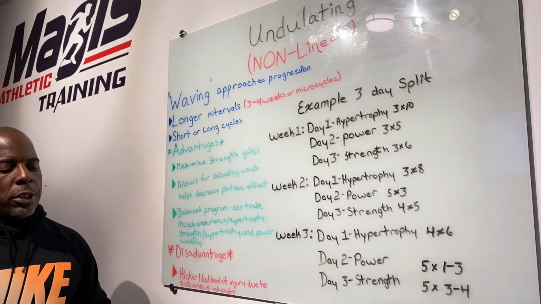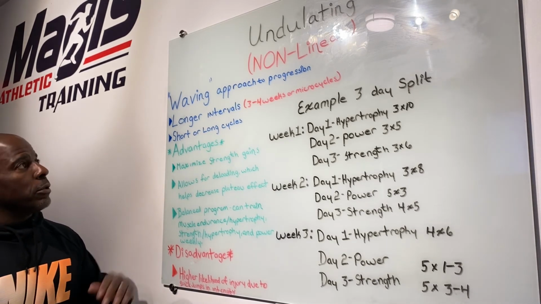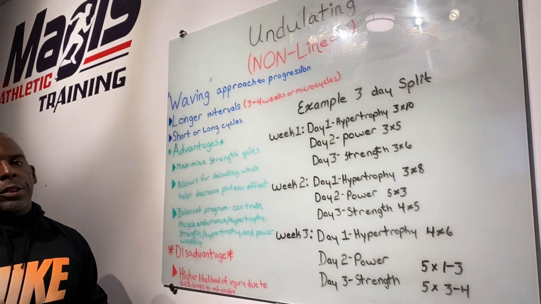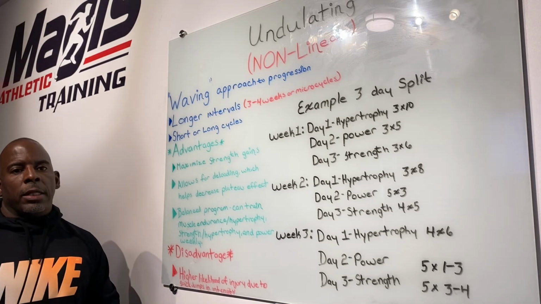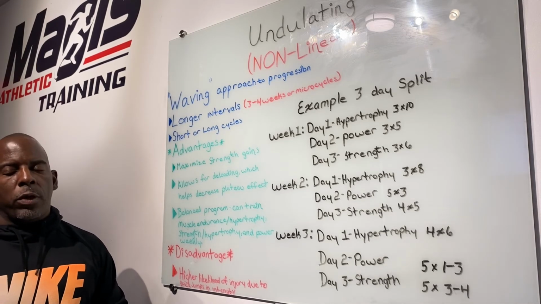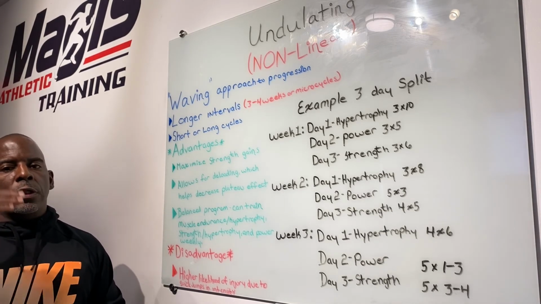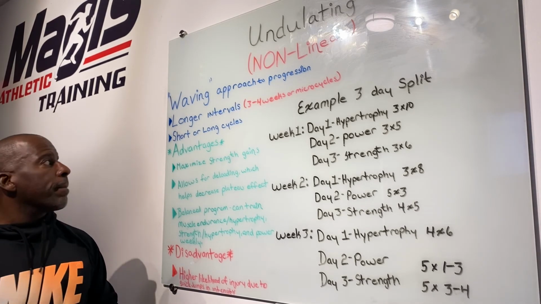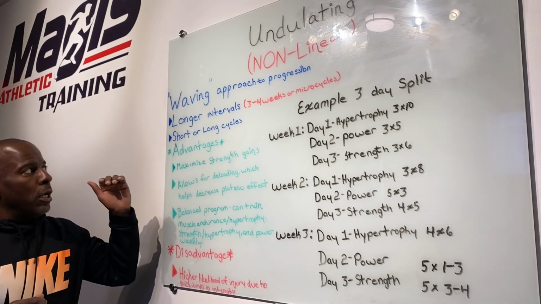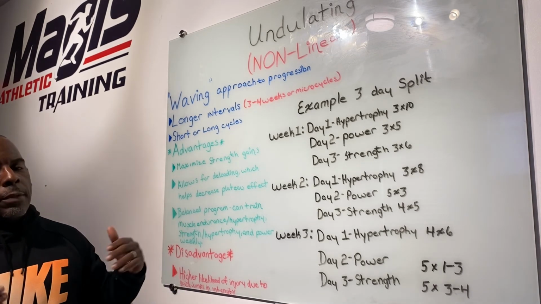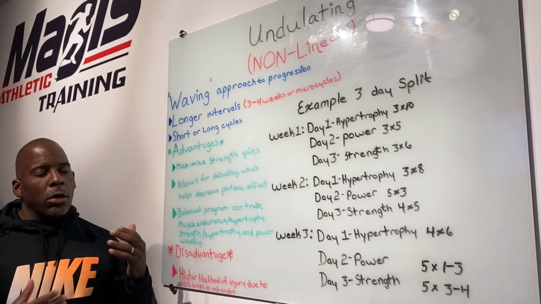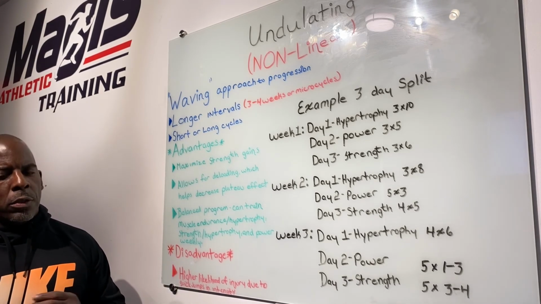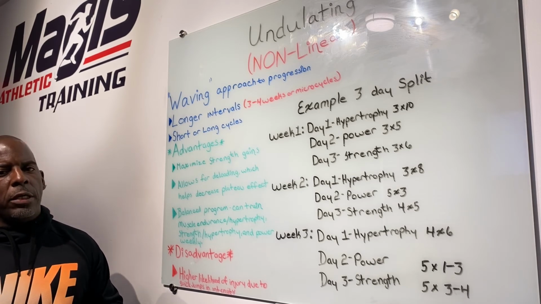And before we go, let's go over a quick little recap. So again, undulating or nonlinear periodization is a waving approach to progression. Waving means that the intensity, the percentages of your 1 rep maxes, will swing greatly. There will be a great variance from day to day. An undulating periodization typically has a longer interval of 3 to 4 weeks, versus your linear periodization, which could be anywhere from 4 to 6 weeks.